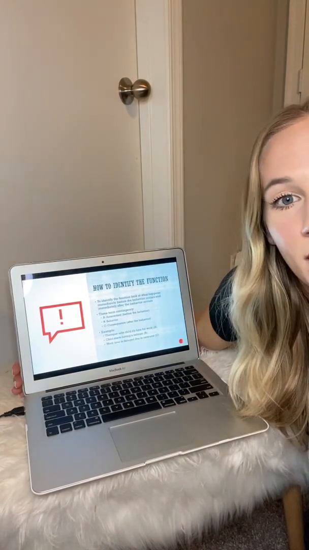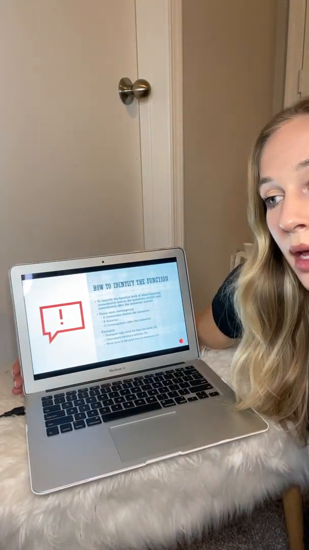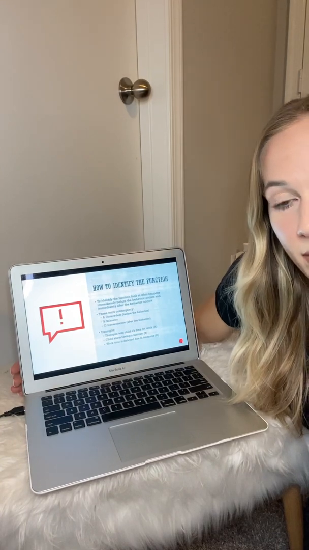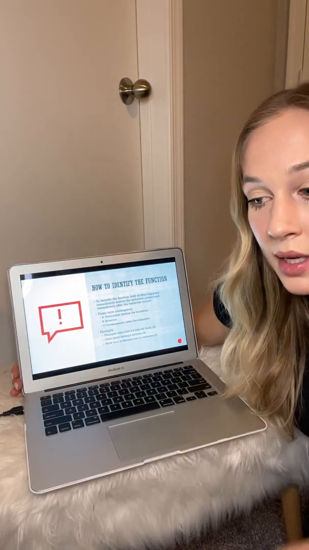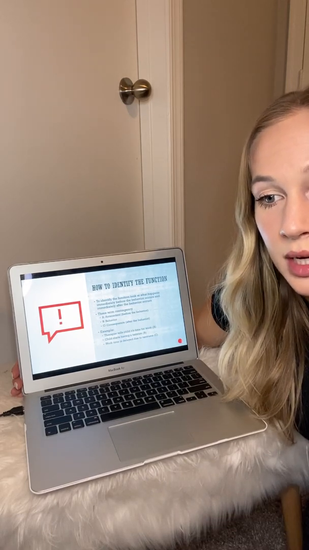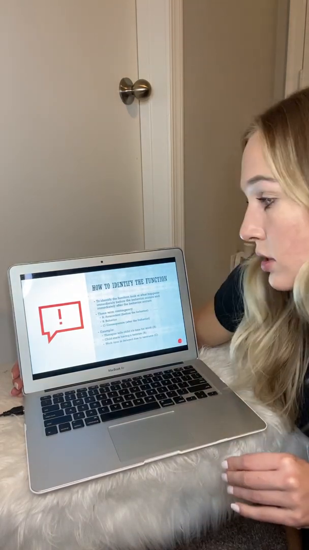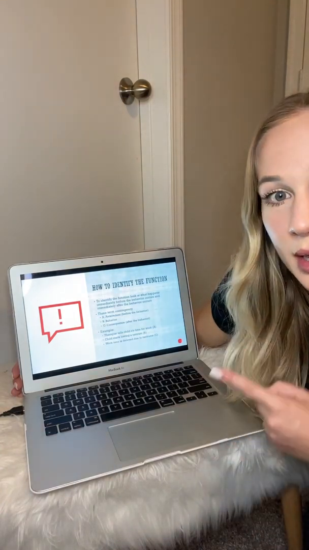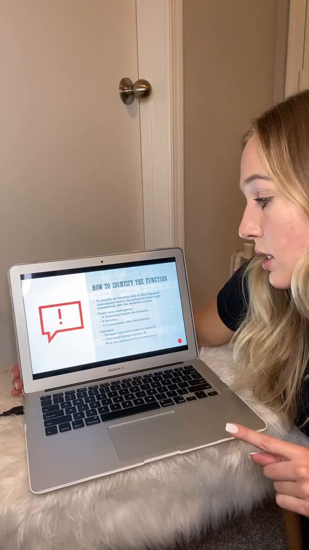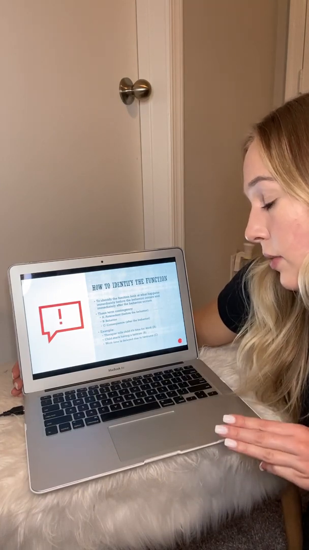How to identify the function. I talked about this a little bit, but when we are trying to identify the function, we're looking at what is happening immediately before the behavior occurs and immediately after the behavior occurs. So we call this a 3-term contingency, or we look at it like A, B, C: the antecedent, the behavior, and the consequence.